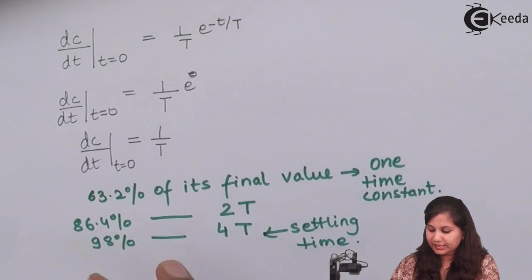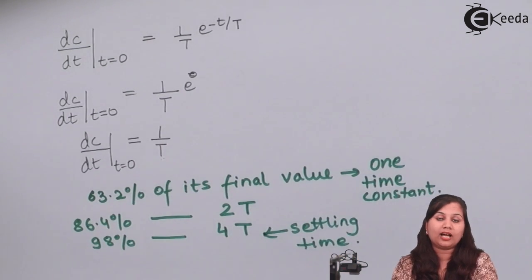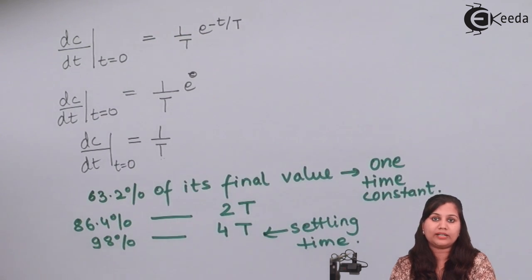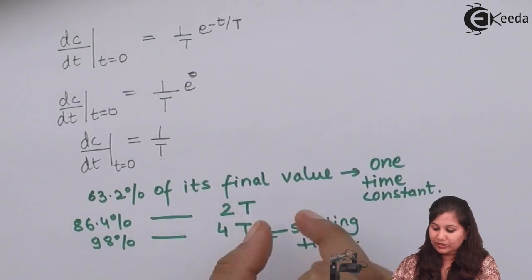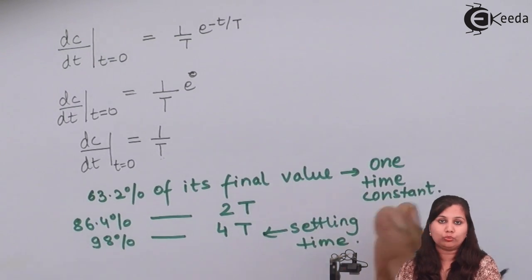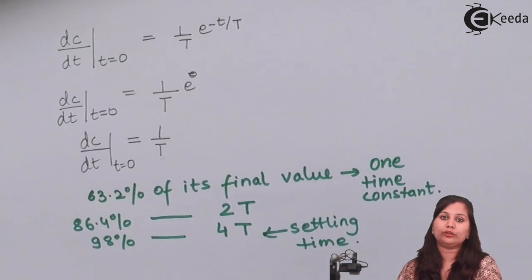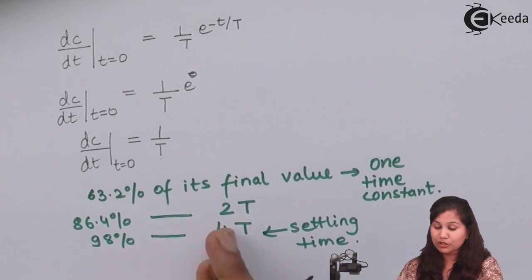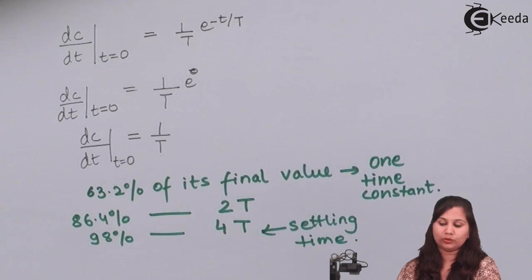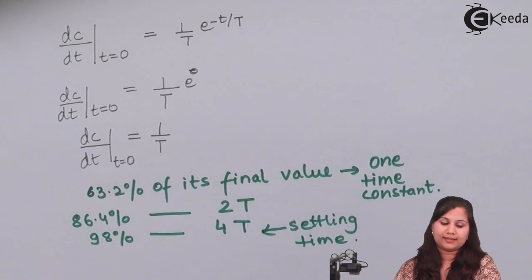So you can see that this time constant plays a very important role in finding out how fast the system is reaching its steady state value or its final value. If it has reached 63.2% of its final value, that will be equal to 1 time constant. If it has reached 86.4%, then it is equal to 2 time constants. And if it has reached 98% of its final value, then it is equal to 4 time constants, and that time required is called the settling time of the system.